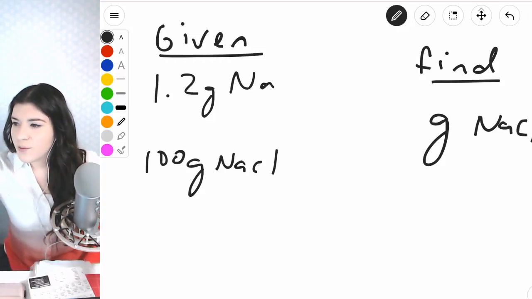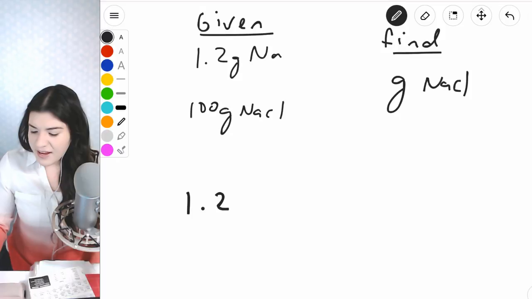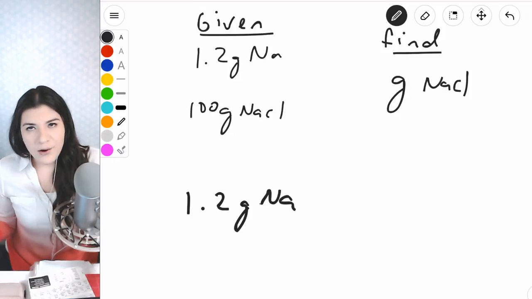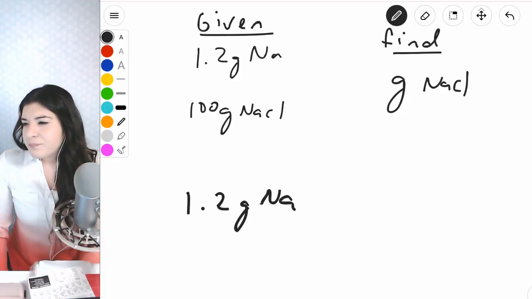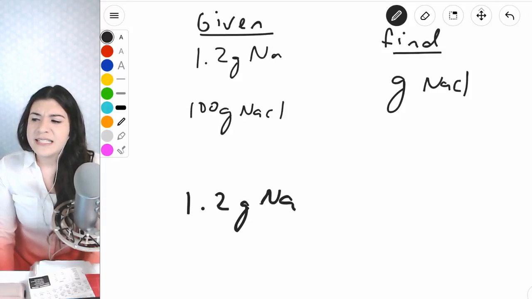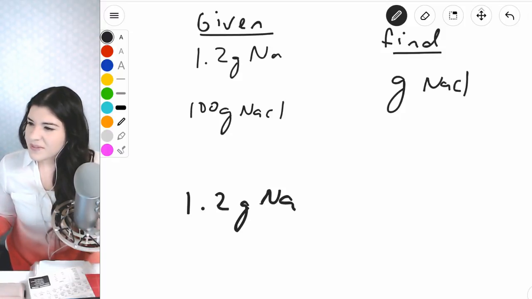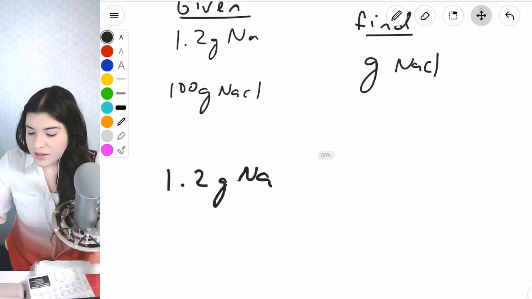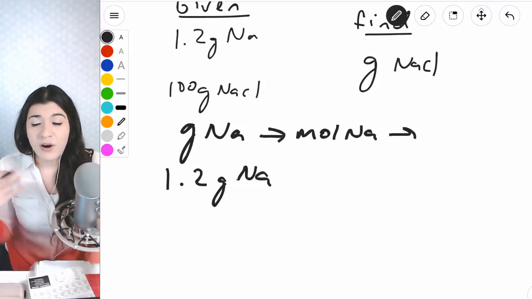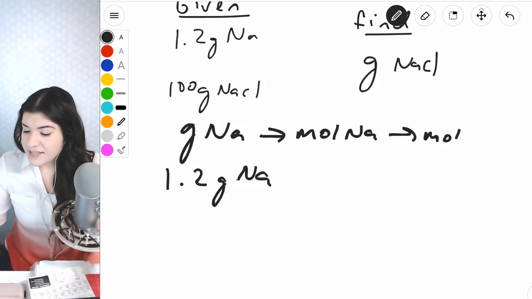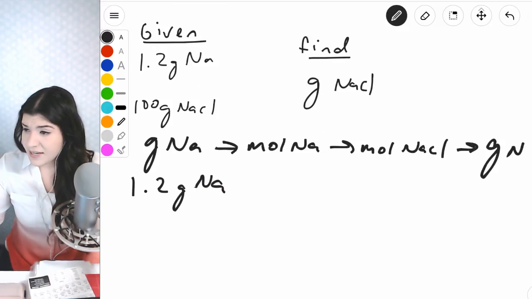All right, so let's look at what we have. I'm going to start off with just 1.2 grams of Na, and then we're trying to change the compound to grams of NaCl. Now, I'm curious why they're stating 100 grams of NaCl. I wonder if they gave you percent by mass, but I'm guessing not. But I'll just go with it. This would have been grams of Na. What I'm going to do is change this to moles of Na. Then we're going to change the compound and go to moles of NaCl. And then lastly, we'll get to grams of NaCl.